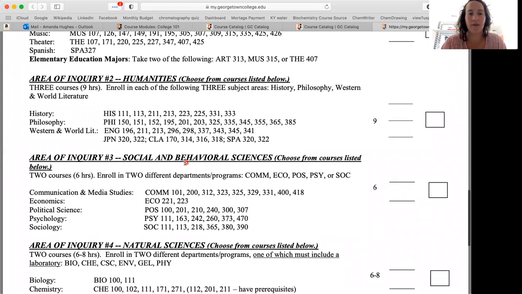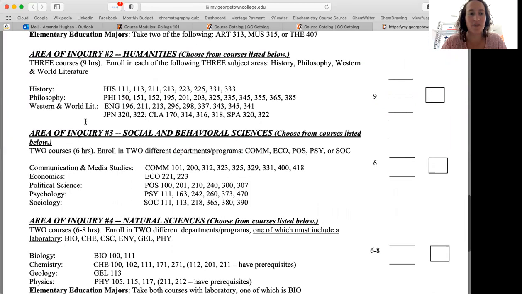All right, area of inquiry 3 is social and behavioral sciences. You must choose 2 courses in 2 different areas. So you have communications and media studies, economics, political science, psychology, and sociology. Again, just 2 courses in 2 different departments. So you could take Psych 111 and Com 312, or you could do Soc 218 and Econ 221, which is maybe macro or microeconomics. Just depends on what you want to study, what you're interested in, and what you'd like to find out more about.